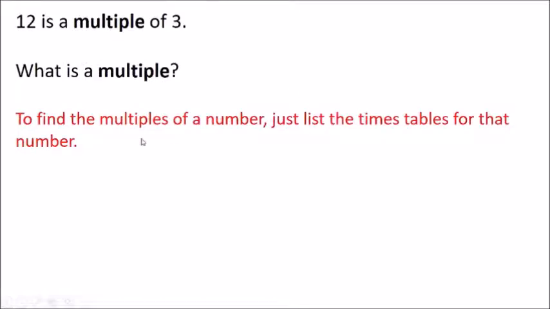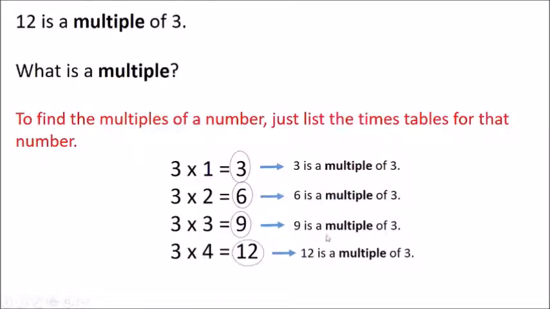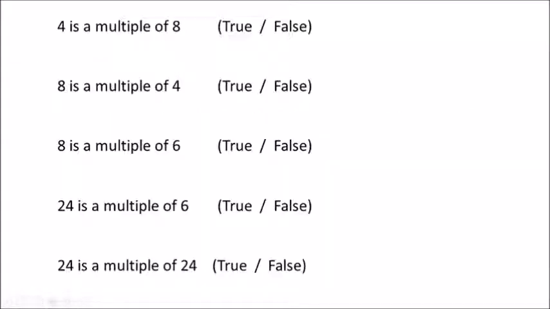Well, to find the multiples of a number, all we need to do is list the times tables for that number. So if we think about the multiples of 3, well, 3 times by 1 gives me 3, which means that 3 is a multiple of 3. 3 times 2 gives me 6, so 6 is a multiple of 3. 3 times 3 gives me 9, so 9 is a multiple of 3, and so on. 3, 6, 9, 12, and so on is our 3 times tables, so every number in the 3 times tables is a multiple of 3.